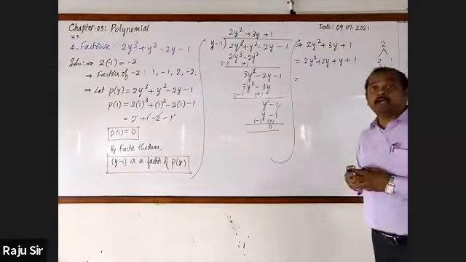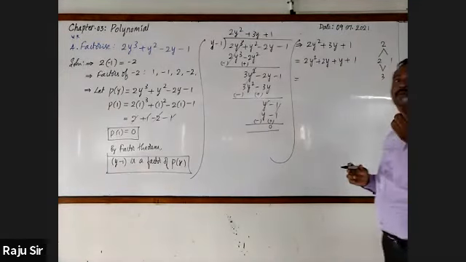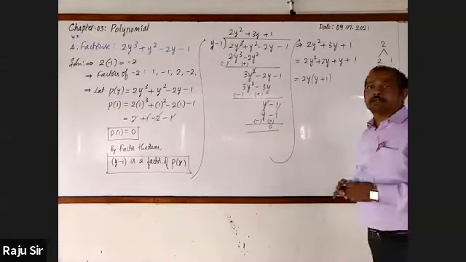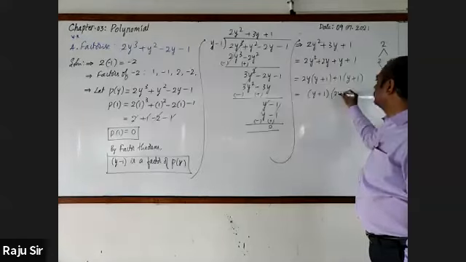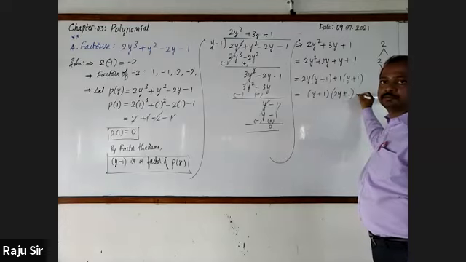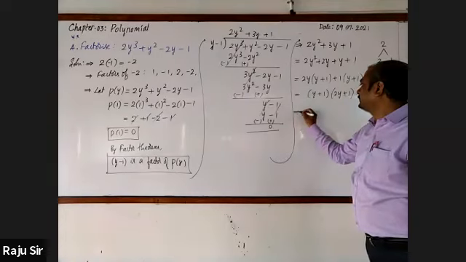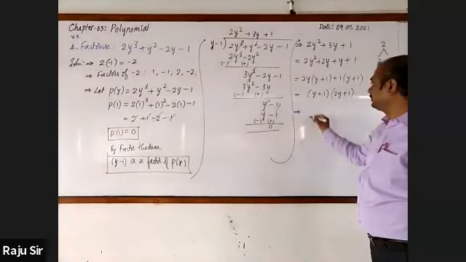Group by taking two terms and go for taking common factor. 2y is the common factor, y plus 1. The next, 1 is the common factor, it is y plus 1. In the whole statement, y plus 1 is the common factor. Remaining 2y plus 1.